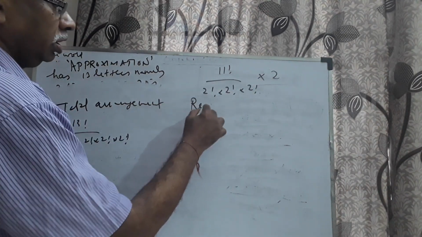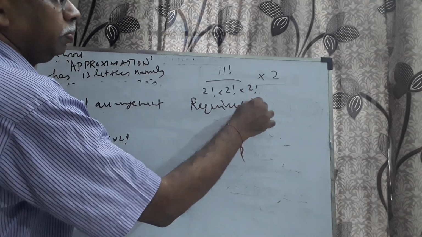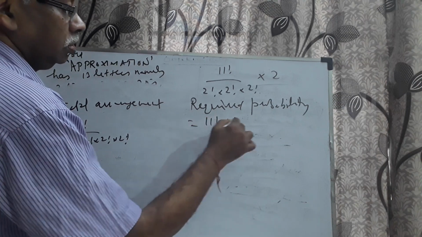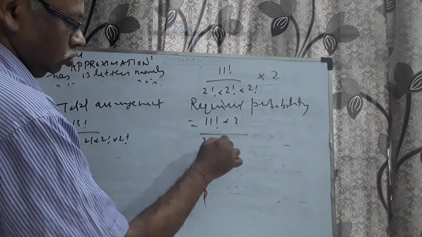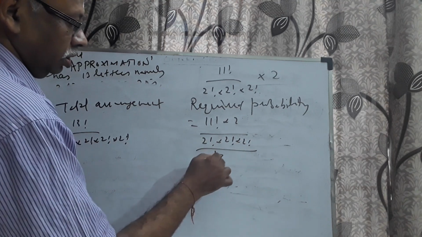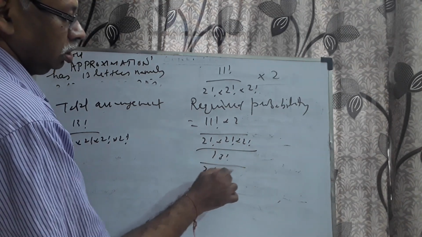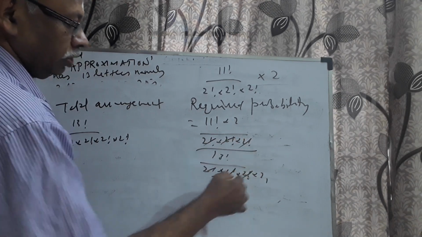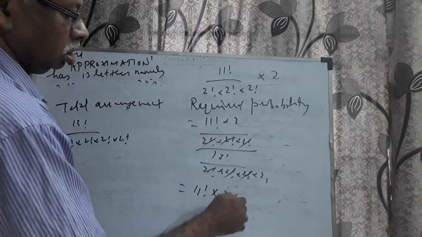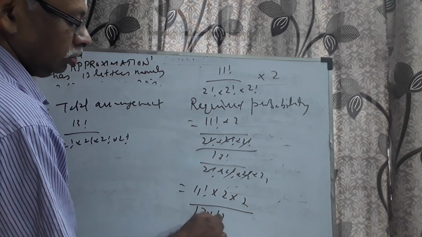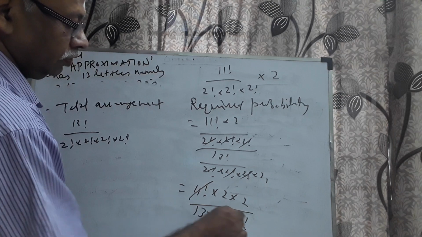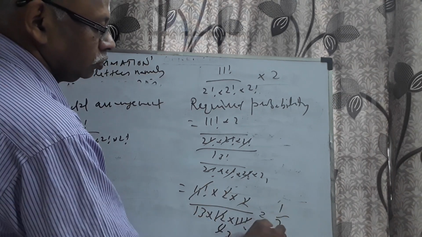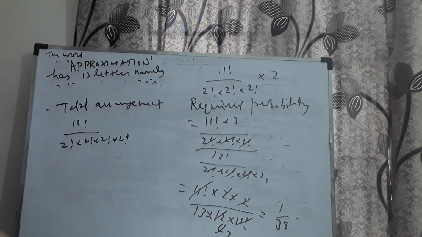Therefore, the required probability will be 11 factorial into 2 by 2 factorial into 2 factorial into 2 factorial, divided by 13 factorial by 2 factorial into 2 factorial into 2 factorial into 2 factorial. These 2 factorials will get cancelled. This 2 goes up: 13 into 12 into 11 factorial. This gets cancelled. Here this is 6, this is anyway 3, reduced to 1 upon 39. The answer is 1 by 39.